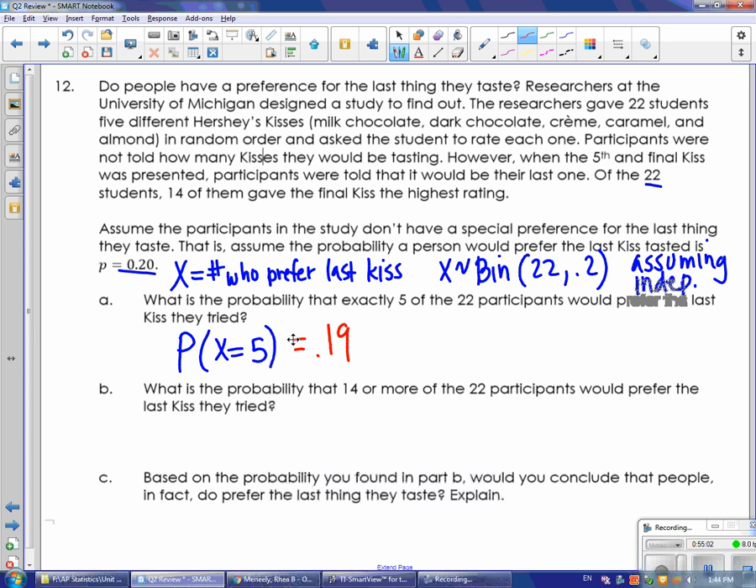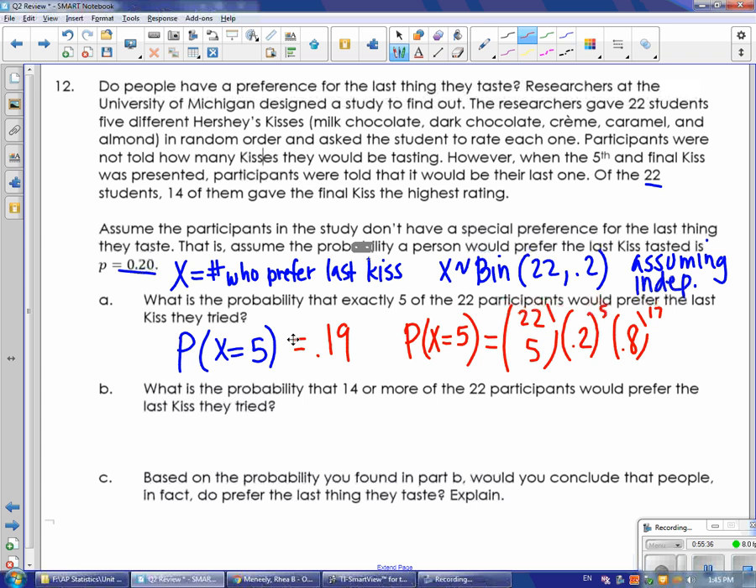If you wanted to do this by hand or use the formula, I'd be looking at the binomial coefficient n choose k, which in this case would be 22 choose 5, times the probability of success, 0.2, raised to the number of successes, which is 5. Then I'd multiply that by the probability of failure, 0.8, to the number of failures. If I have 22 total and 5 of them are successes, the other 17 must be failures. If you perform this operation, you would get the same thing.